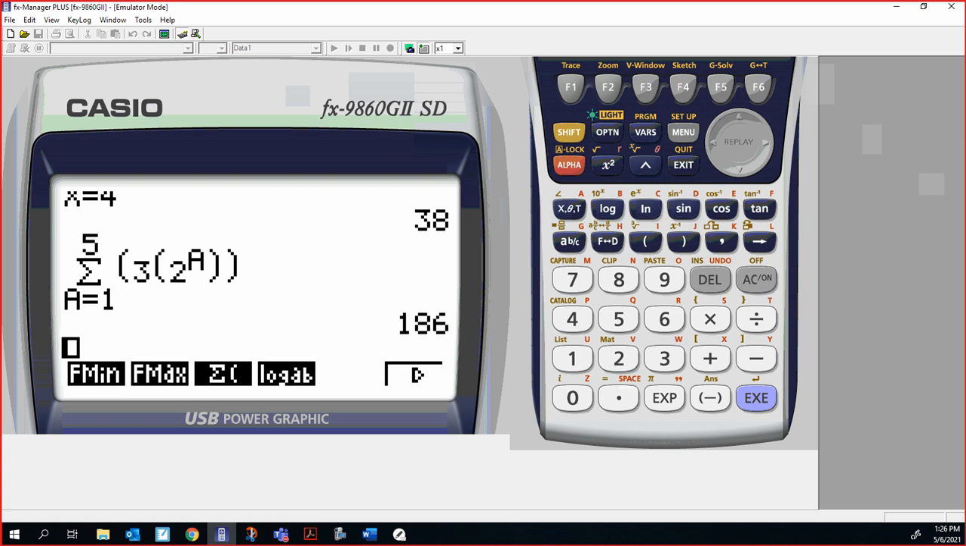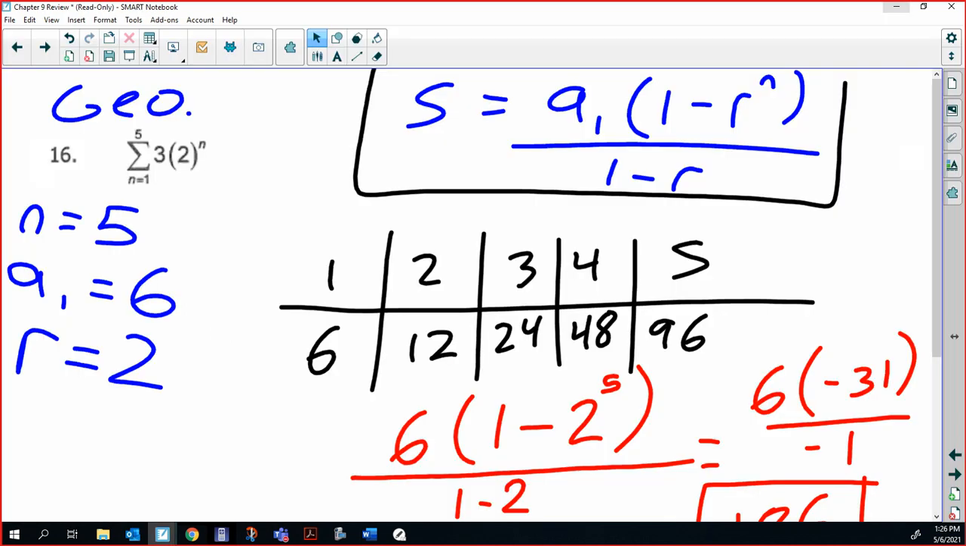But what that also shows you is it doesn't matter what letter you use. Notice how I typed an A, it doesn't matter. If you want to use the letters they use in the problem, that's fine. If not, use X, doesn't matter. All right, so that's all the sigma stuff.